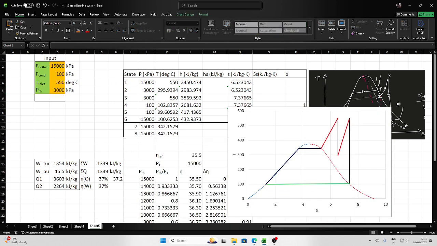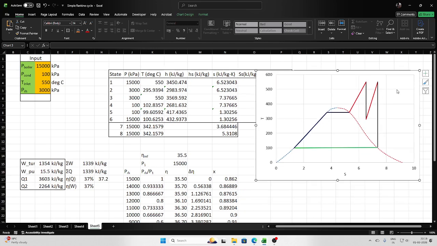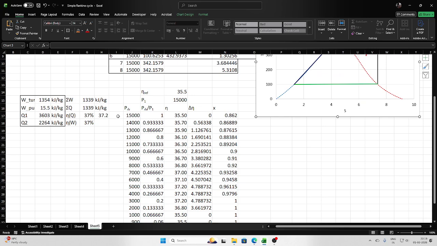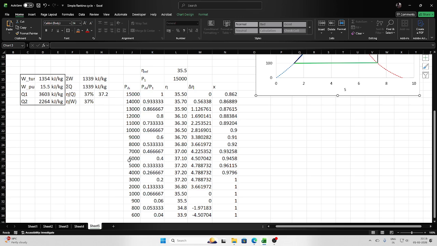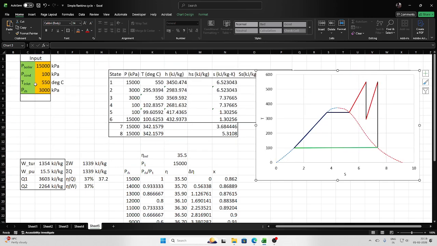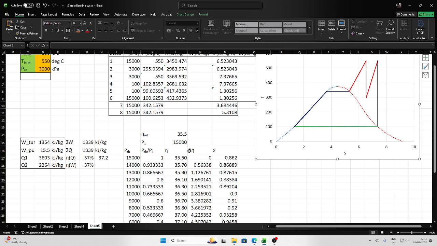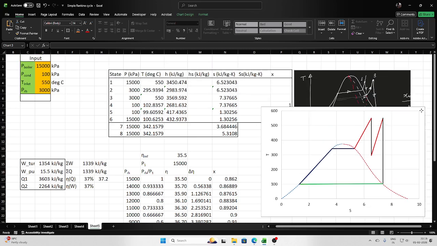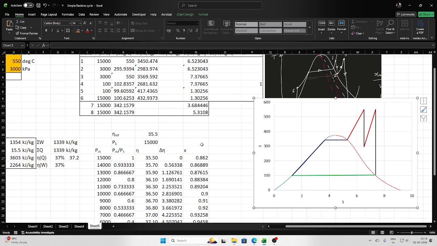Let us also do it with a different approach. Here I have written the same reheat pressures in decreasing order from 150 bar to 6 bar, and then I have evaluated the ratio of reheat pressure to boiler pressure, which varies from 1 to 0.04. Then I have evaluated the efficiency. So I have changed the pressure, noted the efficiency and written it here, and at the same time I have also noted the dryness fraction here.